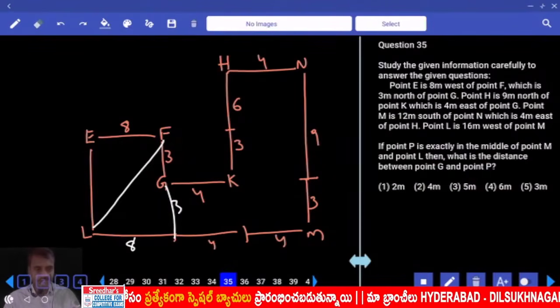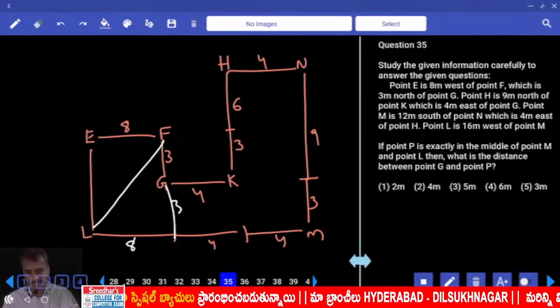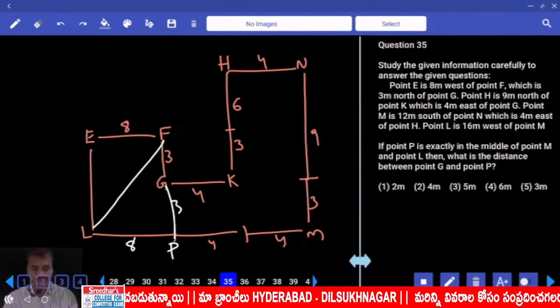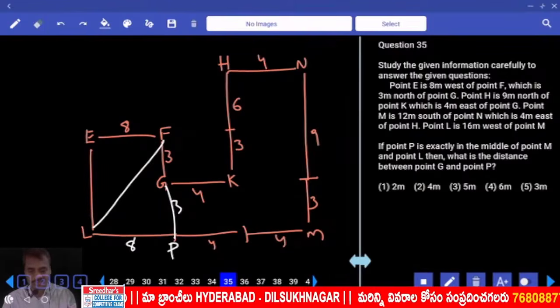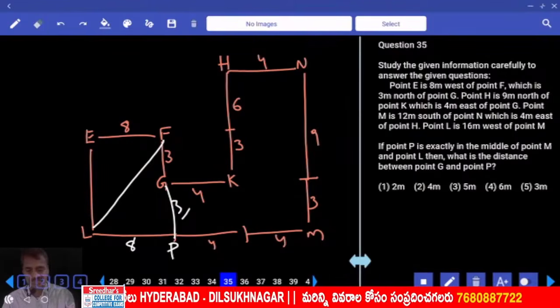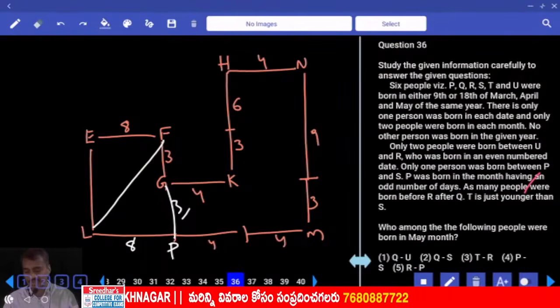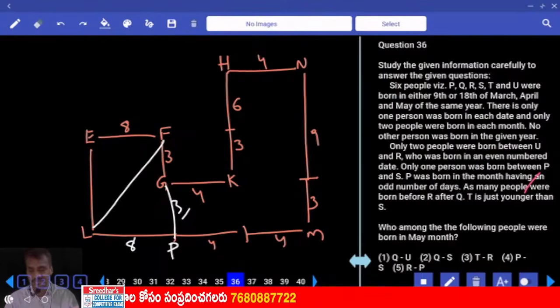P is exactly in the middle of M and L. Now, P is exactly between M and L. Then, what is the distance between G and P? Now, G and P, what is the distance here? 3. Now, 3 meters, choice 5. Then questions 36 to 40, first or second priority.